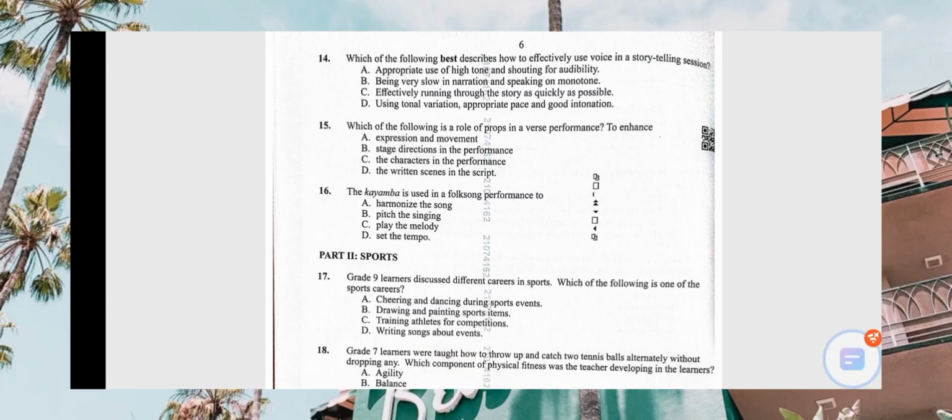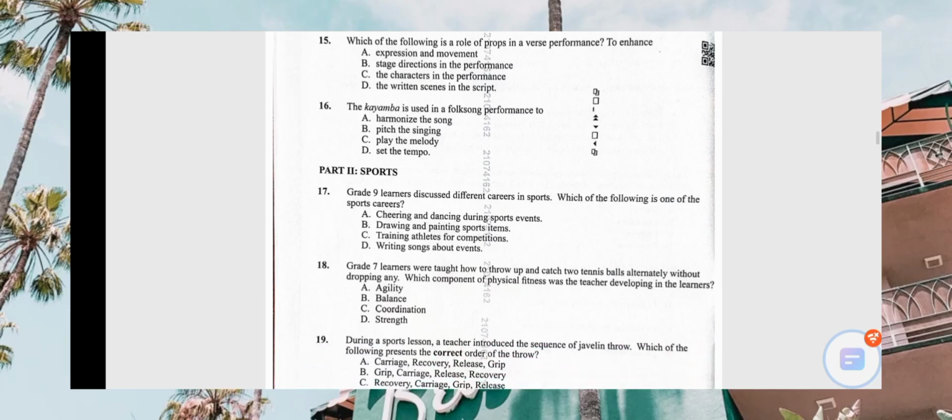Role of props. Number 16, Kayamba is used in a folk performance to A, harmonize the song, B, pitch the singing, C, play the melody, then D, set the tempo. Kayamba, do you know Kayamba as a percussion instrument? Kayamba is a percussion instrument which is shaken. So what is the role of Kayamba? It is just to set the tempo. That is number D as the correct one.